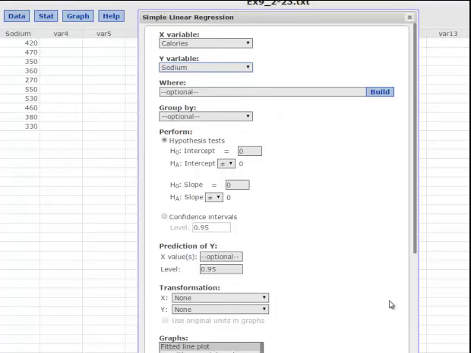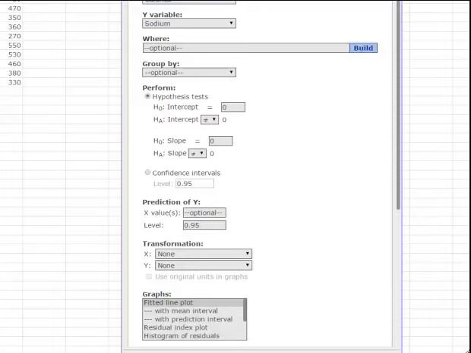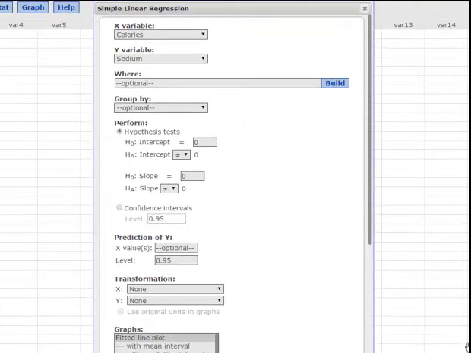Now this is something that's reasonably new to StatCrunch. When I look down at Perform Hypothesis Test, I have a separate test for the intercept and a separate test for the slope. What we are concerned about in this text is testing whether or not the slope is equal to 0, and that is an equivalent test for testing whether or not rho is equal to 0. When we're testing whether or not the slope is equal to 0, we're testing whether or not we do have a linear relationship between x and y.